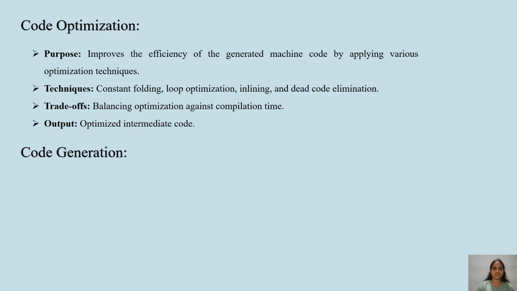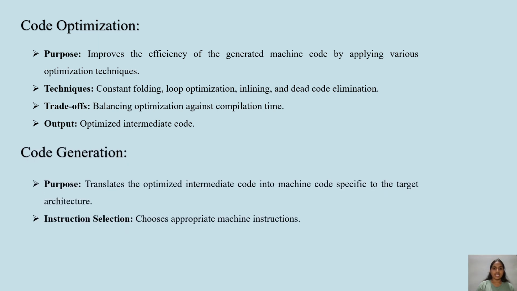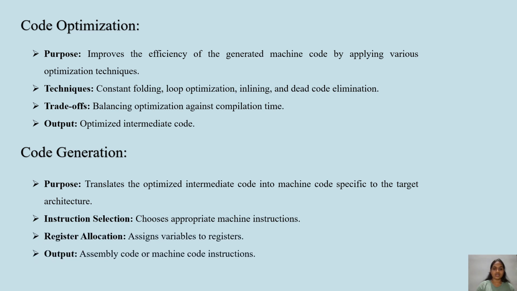The next one is code generation. Purpose: it translates the intermediate code into machine code specific to the target architecture. Instruction selection chooses appropriate machine instructions. Register allocation assigns variables to the registers. Output: assembly code or machine code instructions.